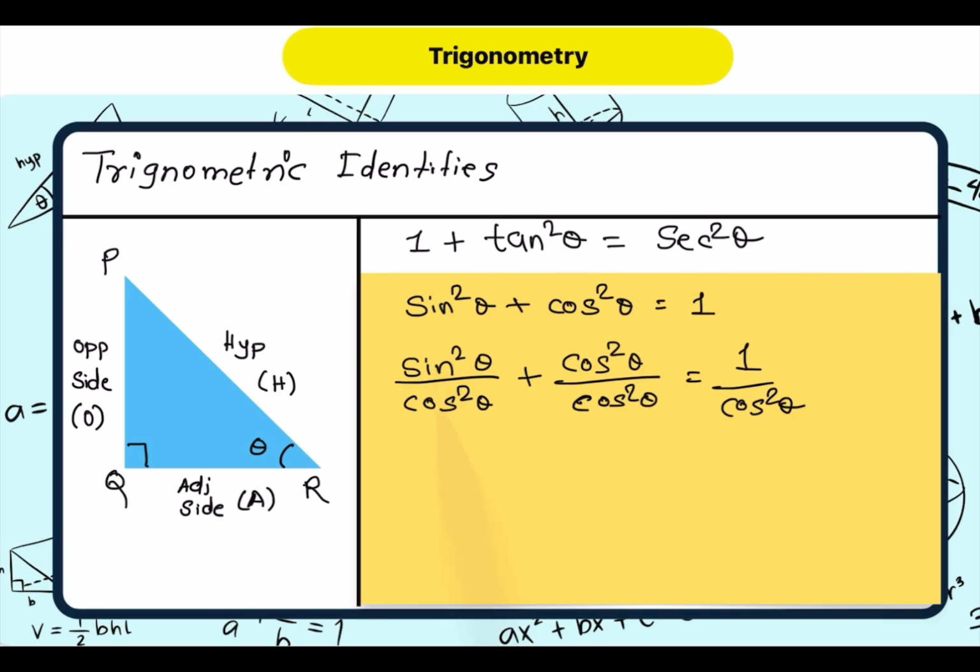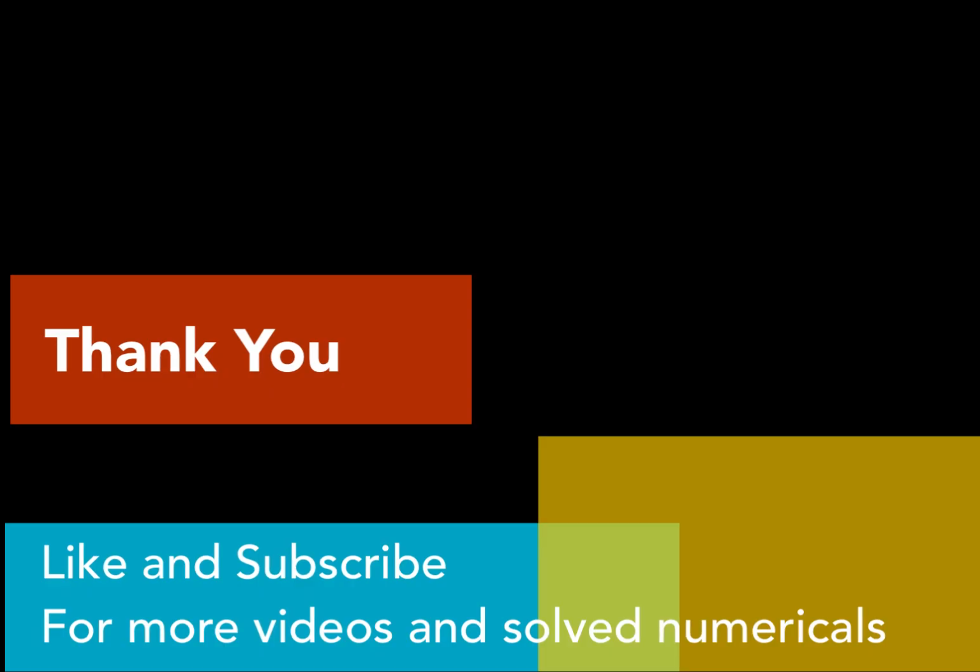Now recall what we have seen in the first sections. Sin theta upon cos theta is nothing but tan theta. So sin square theta upon cos square theta is equal to tan square theta. Cos square theta here gets cancelled. So we get 1 and 1 upon cos square theta. What was 1 upon cos theta? It was sec theta. So 1 upon cos square theta is nothing but sec square theta. So we have proved 1 plus tan square theta is sec square theta.